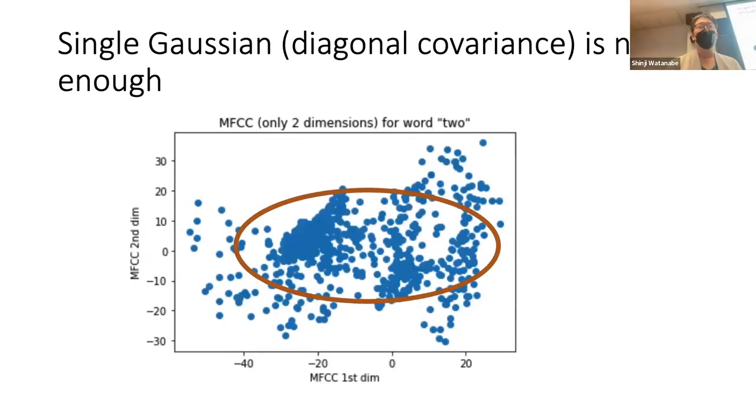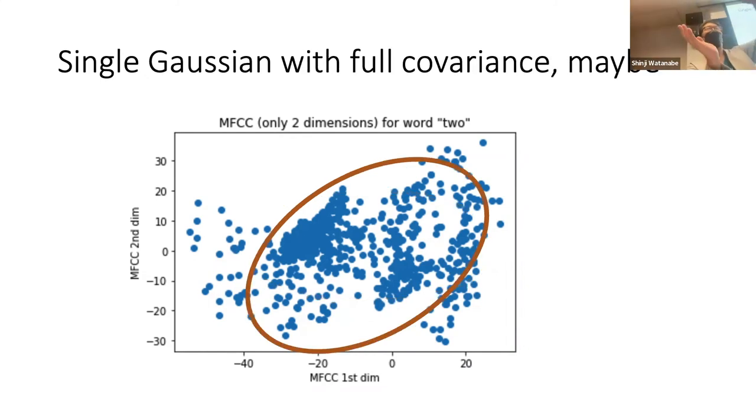And the diagonal covariance is actually quite a weak model, I would say. It cannot capture the data well. This is actual MFCC, but only taking two dimensions of the MFCC features and trying to fit this with a single Gaussian. It's maybe okay, but it's not very good, right? And then the full covariance Gaussian is probably good because it can also tilt the distribution, right? And if we have more dimensions, this tilting fits the data more powerfully.